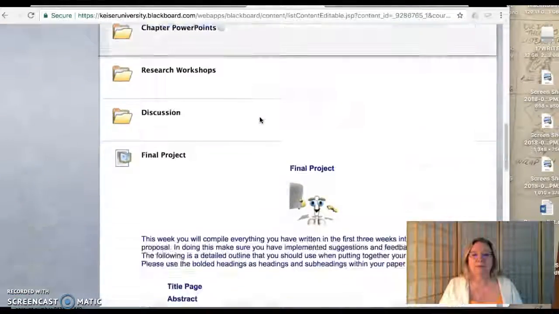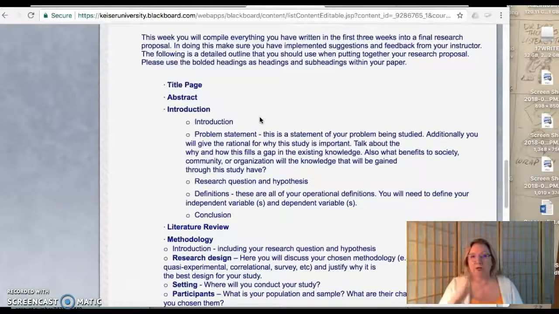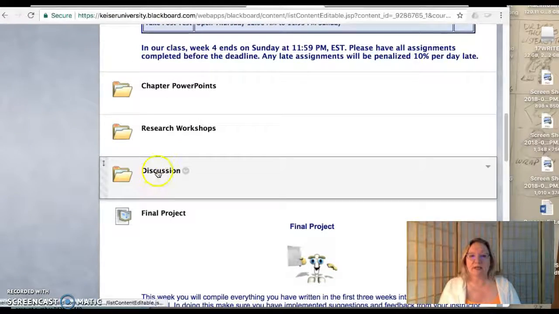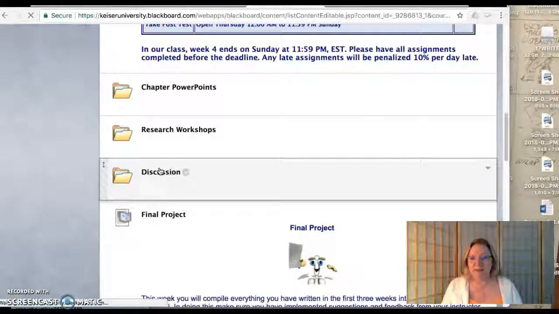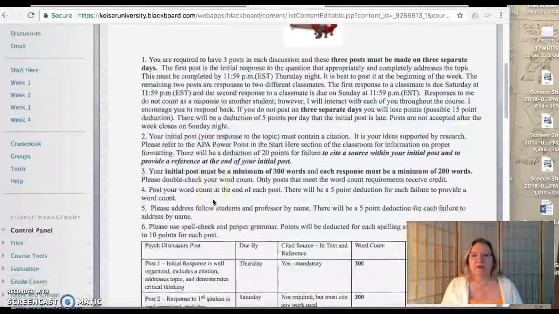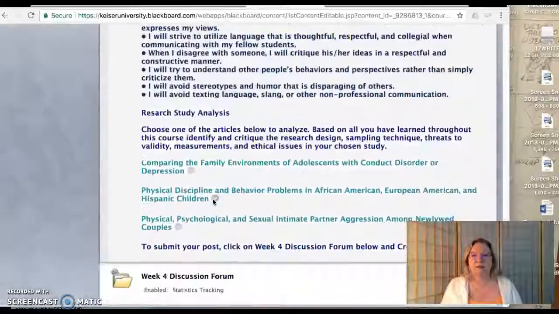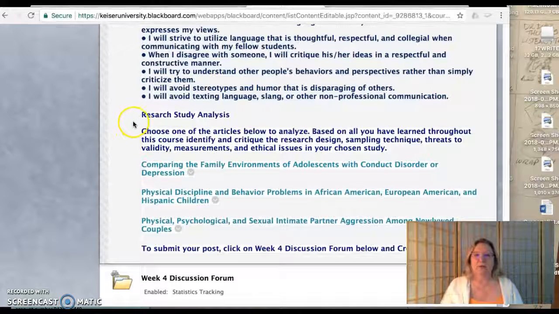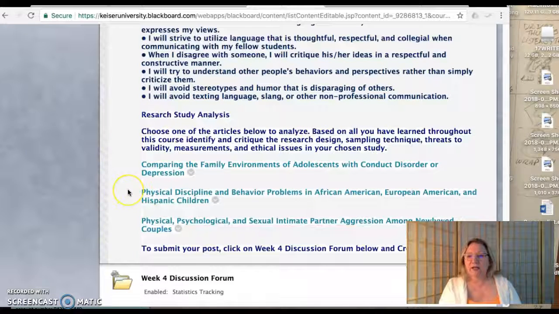So that's your final project. Now for your discussion, you're going to choose one of these 3 articles and do a critique of it. First of all, you'll identify the research design, but you'll also offer a critique. Did you think they did it well? What was good about it? What's not good about it?